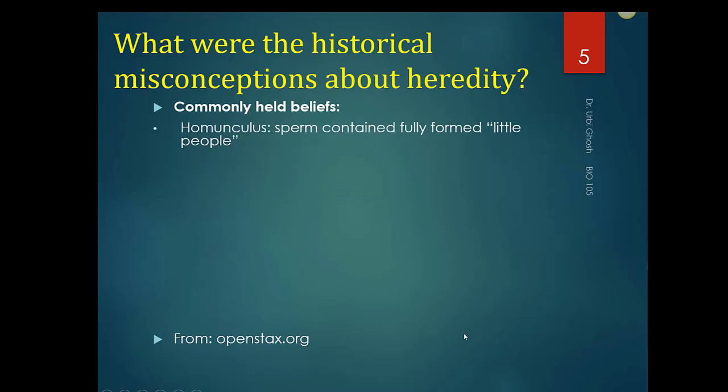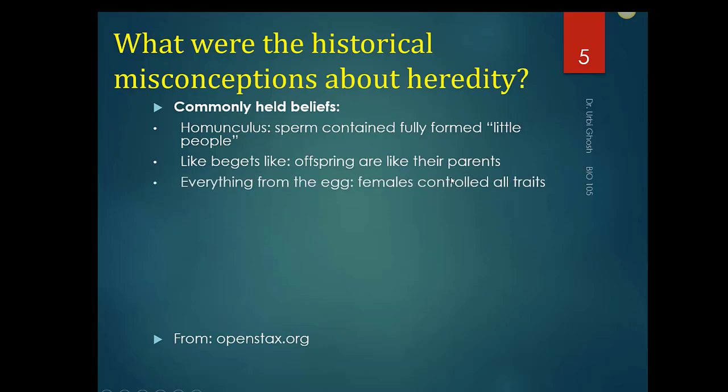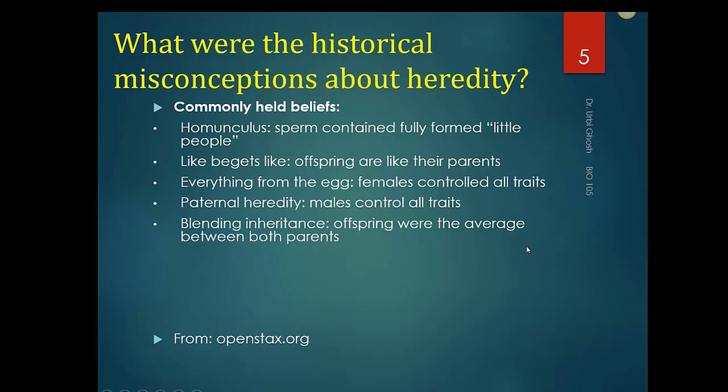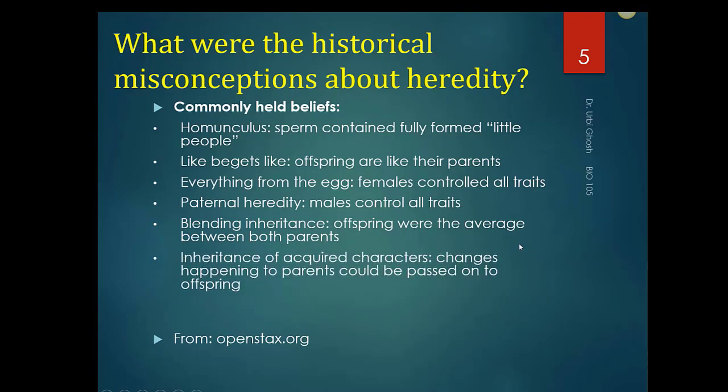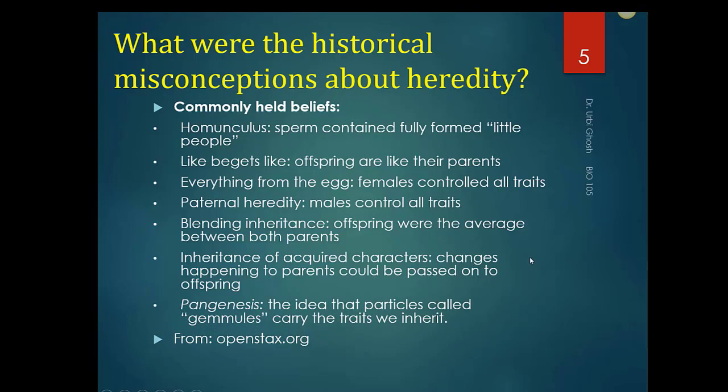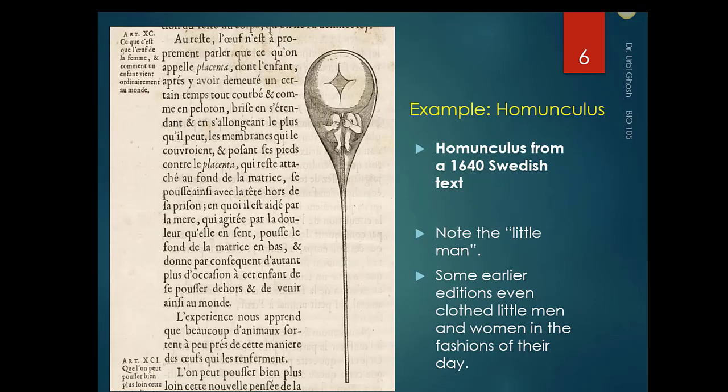There are many misconceptions historically about what heredity is. They thought, for example, that the sperm contained a fully formed little person, or that offspring were like their parents, and like begets like. Everything came from the egg, and the females controlled all the traits. Other misconceptions were that males controlled all the traits, and that offspring were the average between both parents. Inheritance of acquired characteristics: changes happening to parents could be passed on to offspring. And the idea that particles called gemmules carry the traits we inherited. So there were many different types of misconceptions before Mendelian genetics came along and started to foundationally put some understanding behind the science of inheritance.